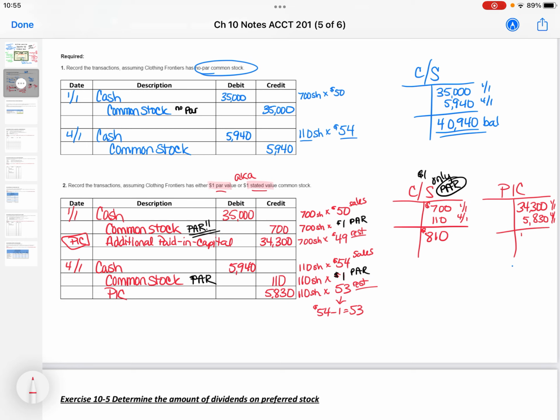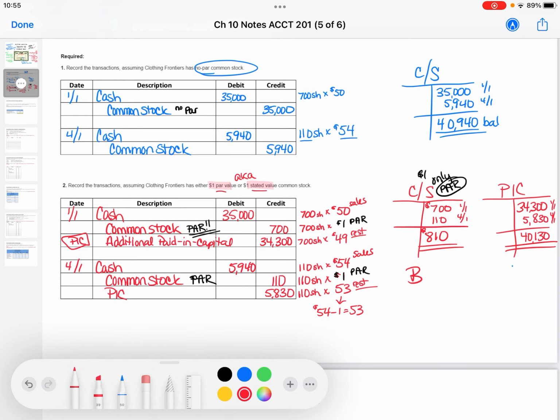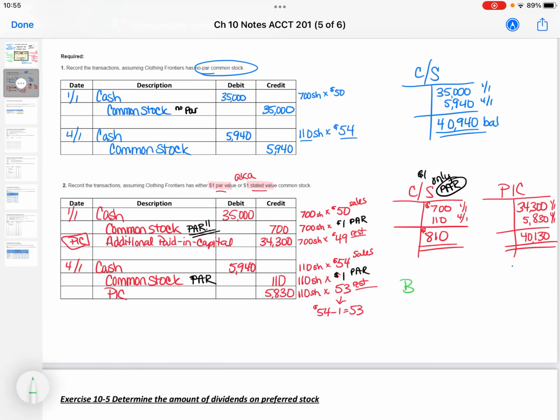And that in total is $40,130. So my balance in these two accounts still adds up to the same balance that I would have had if I had no par. So on the balance sheet, and let me do this in another color here, on the balance sheet, what this would look like is we would show the common stock account.